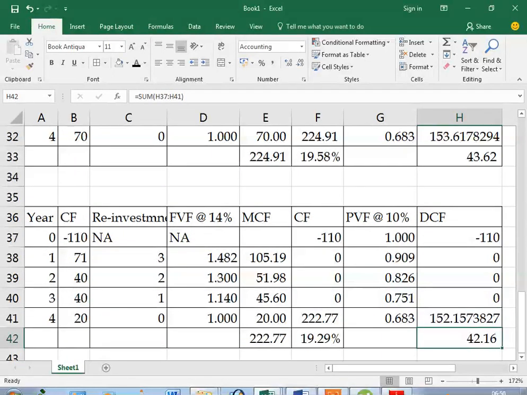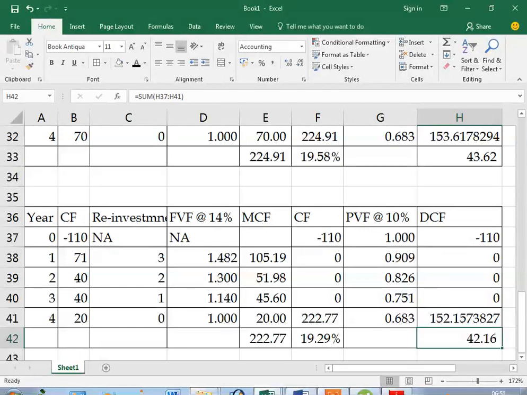IRR is 19.58, 19.29. NPV is 43, 42. So in both the cases, project X is the best. So below that you can write NPV of project Y with 14% reinvestment rate equal to 42.16.